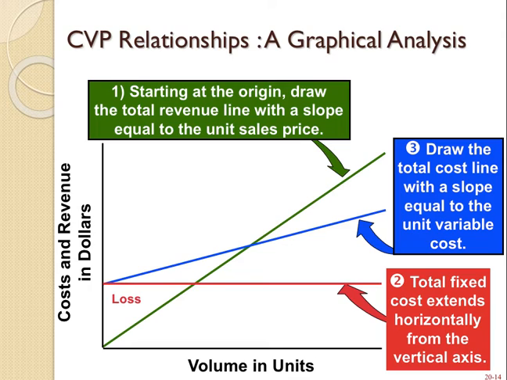What you see in this quadrant right here is your loss. Because you have sales, this green line, but in this area, your costs are higher than your sales. So you are losing money in this little triangle right here.